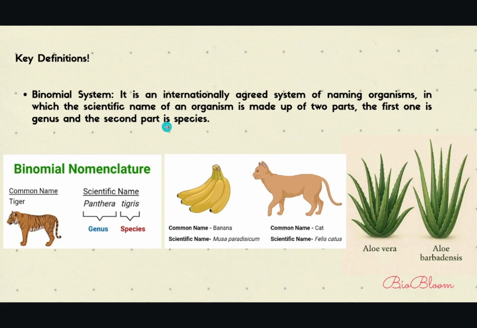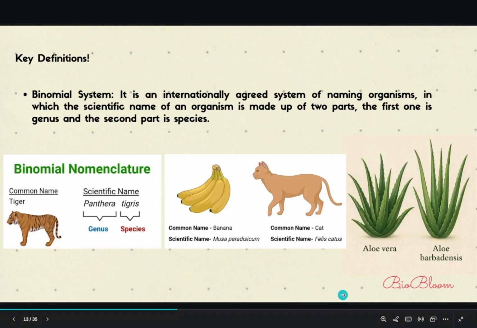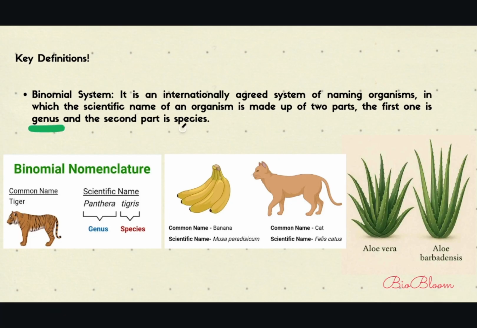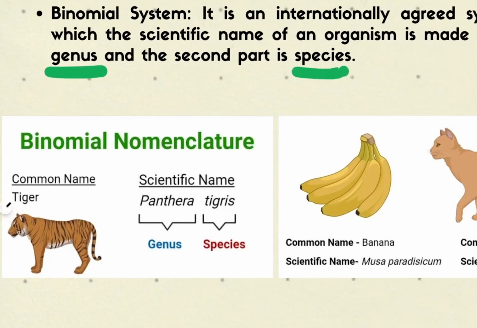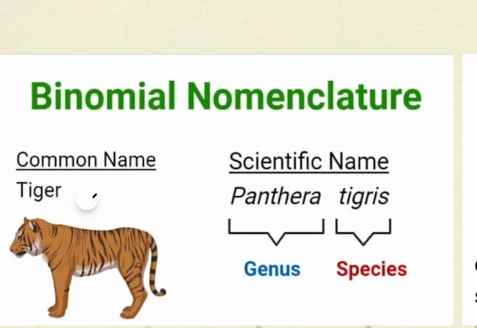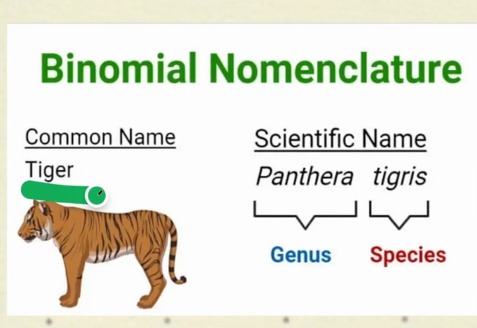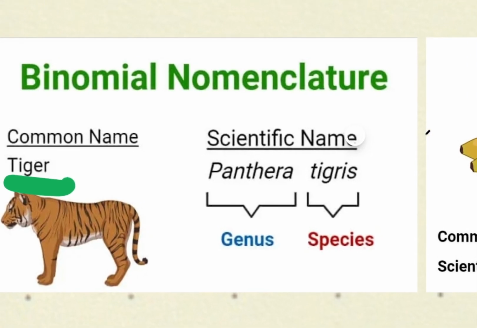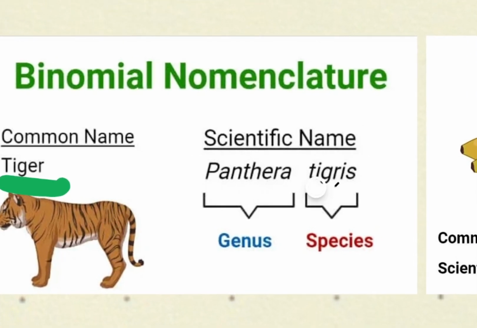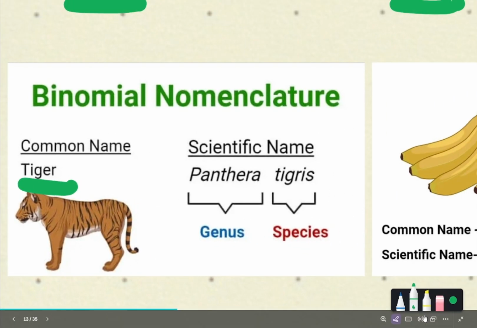So any scientific name of an organism is basically made up of two main parts. What are those parts? The first one is the genus, and the second part is the species. As you can see, the first part is the genus and the second is the species. So let's take an example over here. We commonly know this organism as a tiger, right? But if you look at the scientific name of a tiger, it is known as Panthera tigris. I hope I'm pronouncing this correctly.